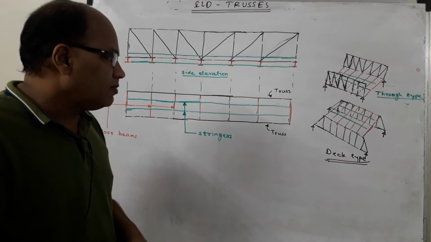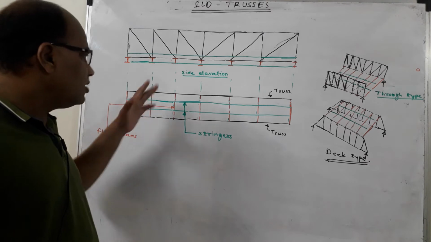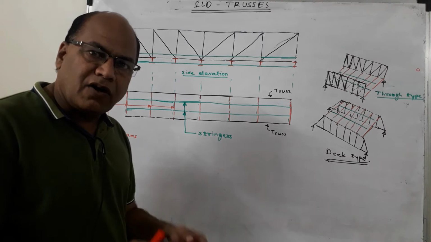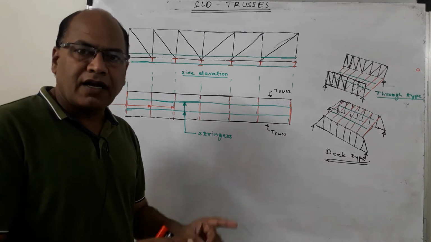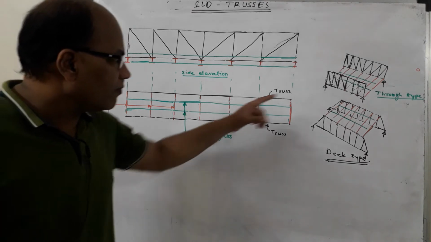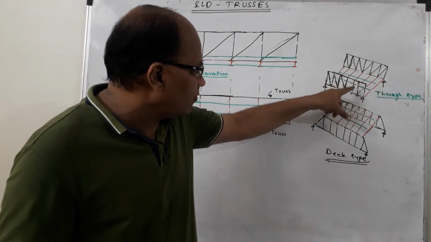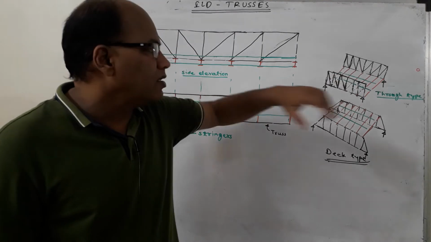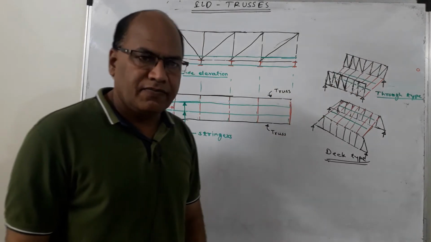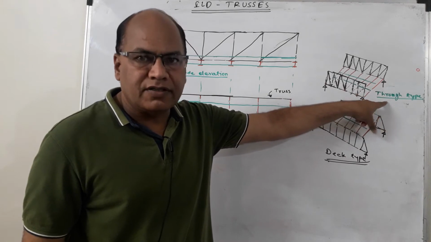And these floor beams, which I have shown by means of these red lines, are either supported along the bottom panel points or along the top panel points of the two parallel trusses. Here I have shown the first case. These red lines indicate the floor beams, supported along the bottom panel points of these two parallel trusses. If the arrangement is like this, it is called a through type of truss.